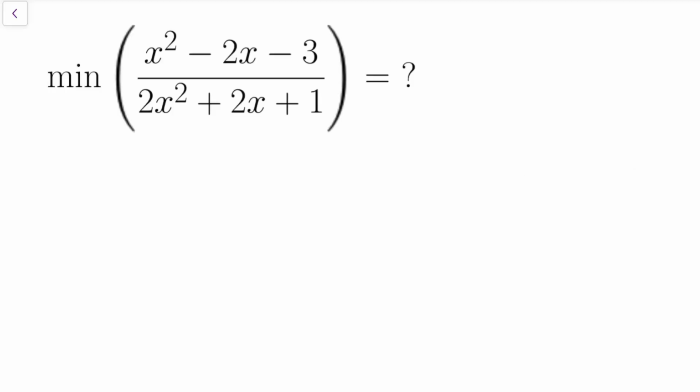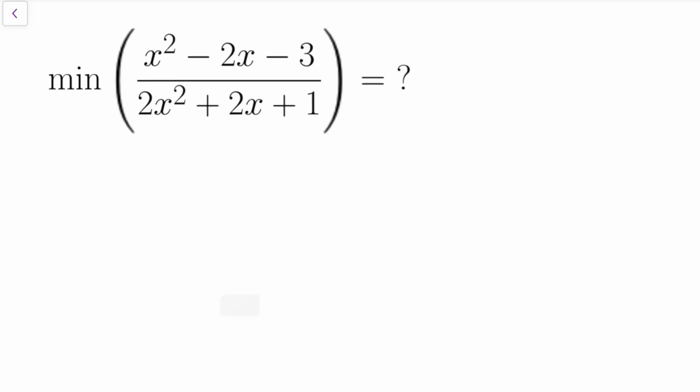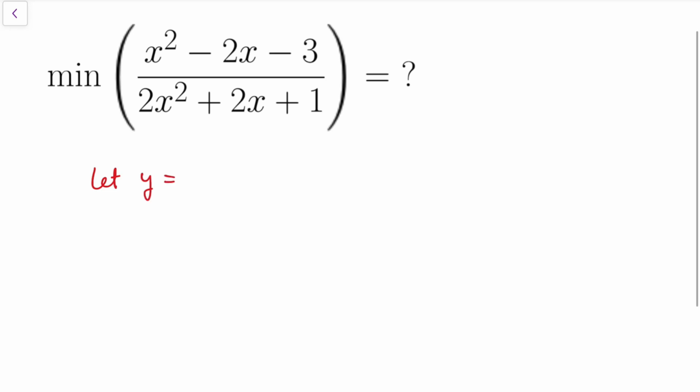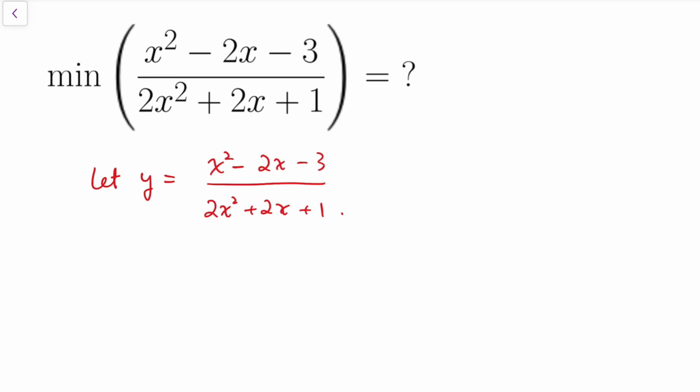For this particular function, there is actually a way that does not require calculus to find the minimum value of this function. So I'm going to let y equal this rational function. Then I'm going to put 2x squared plus 2x plus 1 to the left. So we have 2x squared y plus 2xy plus y equals x squared minus 2x minus 3.